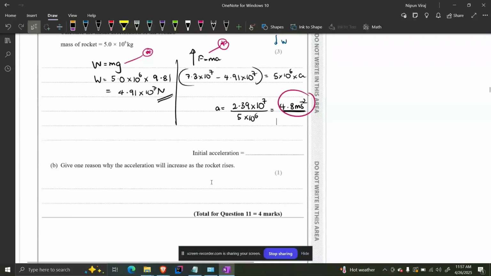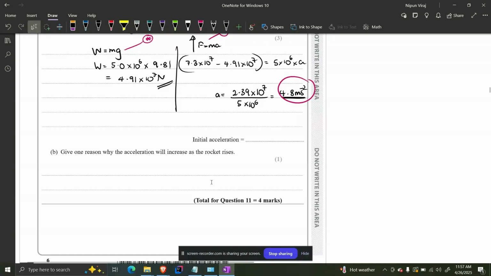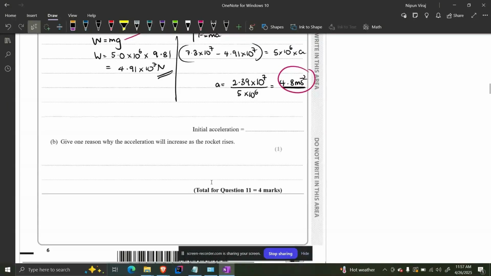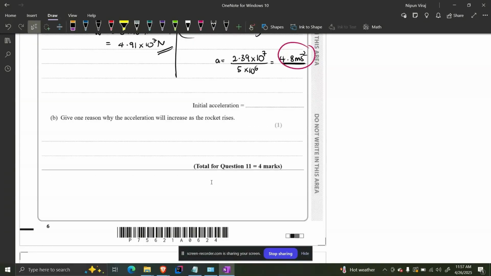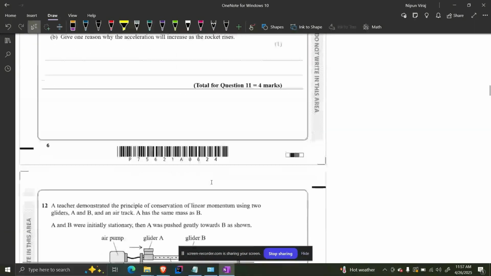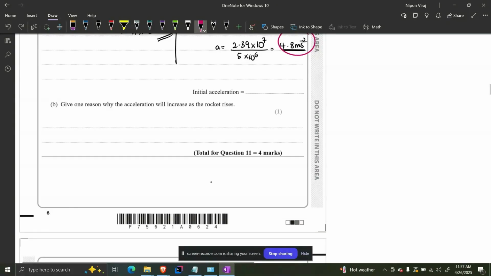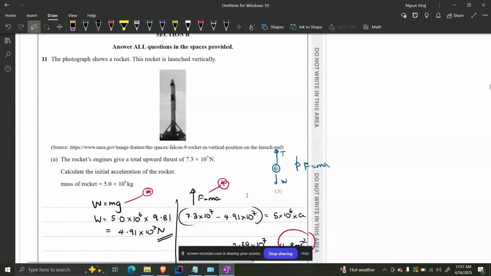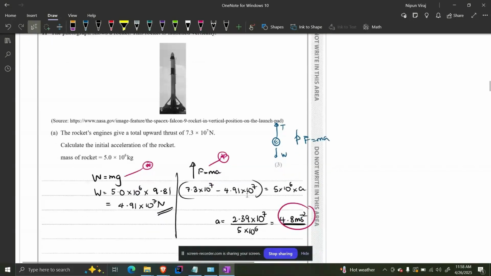Right. So the initial acceleration should be 4.8 m s^-2. Okay. Give one reason why the acceleration will increase as the rocket rises. Yeah, so that is something you should answer using common sense. Now, when this rocket is going up, what happens? It will burn its fuel, right? It will burn its fuel. And when the fuel is burned, what happens? The mass of the rocket will decrease, and then it will increase the acceleration, right?